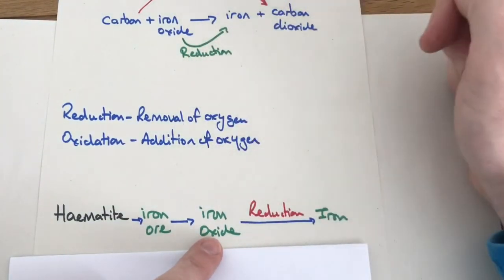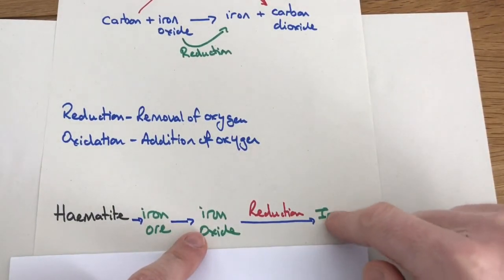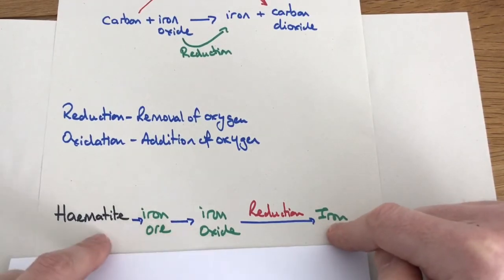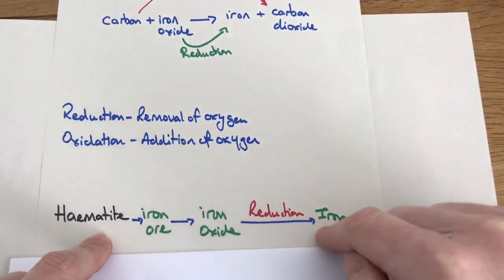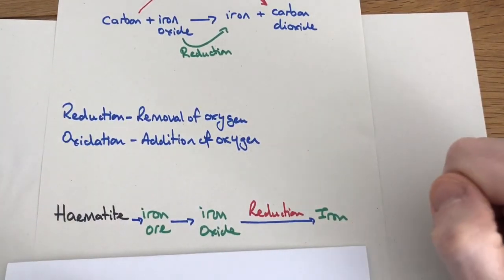And to make the iron useful, we have to get rid of the oxygen to leave us just iron, and therefore we have to undergo reduction. So whenever we produce a metal from an ore, we always go through steps that involve reduction, removing the oxygen in order to get the useful metal at the end.